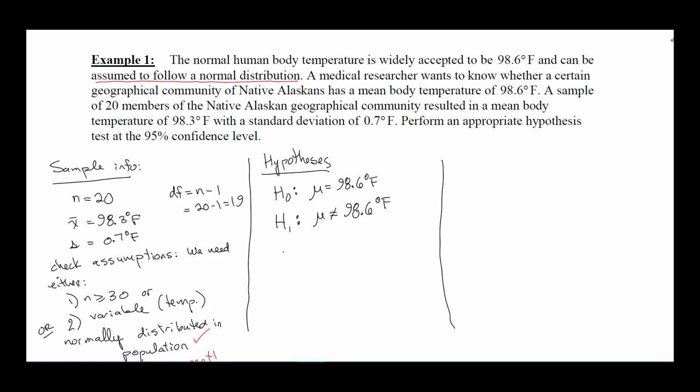Okay, this is a good place to write down your alpha. My confidence level is 95%. So that means that my alpha, we're going to subtract from 1, so my alpha then is going to be 0.05. Okay. All right, now let's do our sketch.